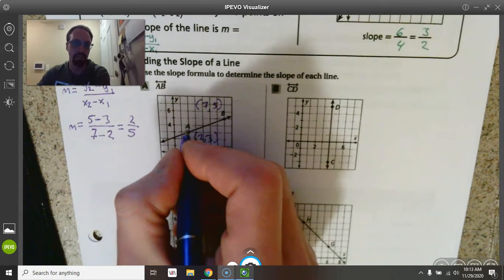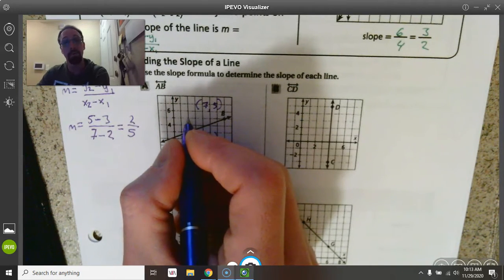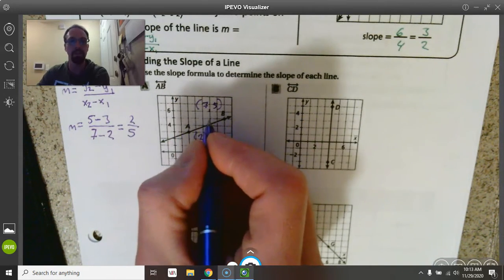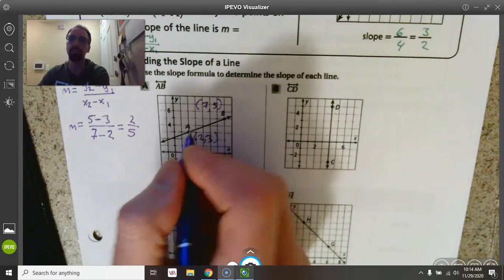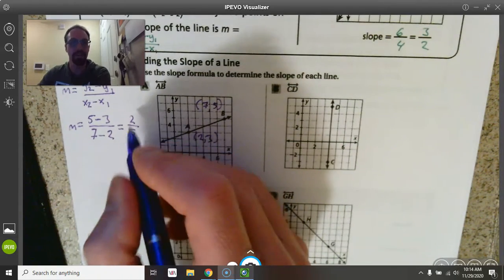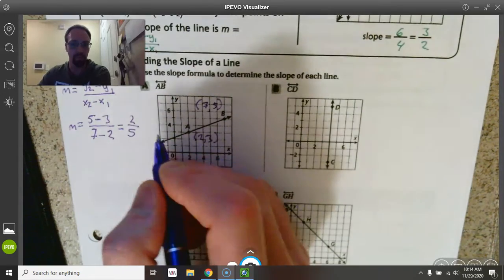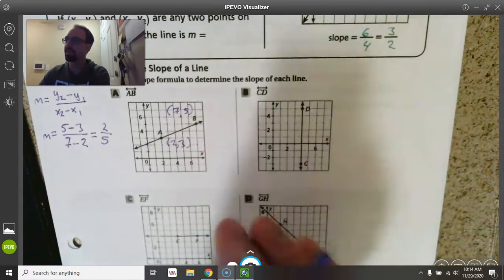So we rise 2, 1, 2, and then we run 5, 1, 2, 3, 4, 5. Because both of these values are positive, we have a positive slope line. If we ended up with one of these being negative, then what we would have is a negative slope line. With B, we get things a little bit different.